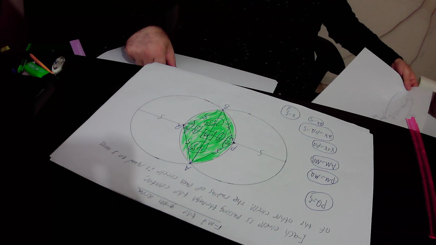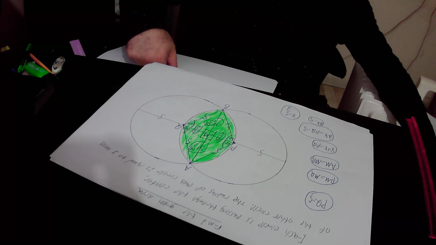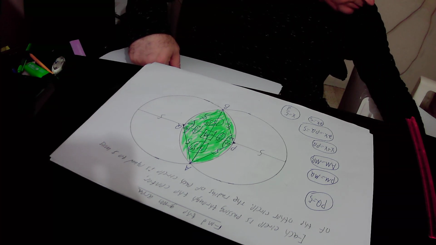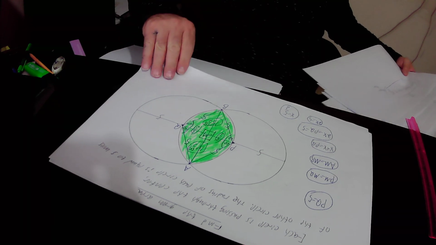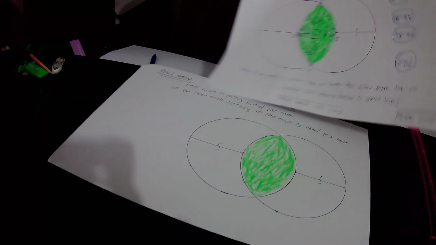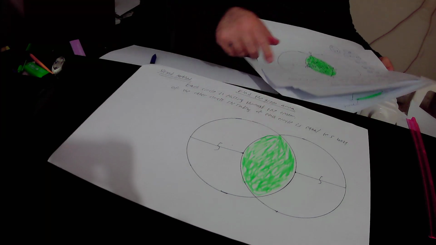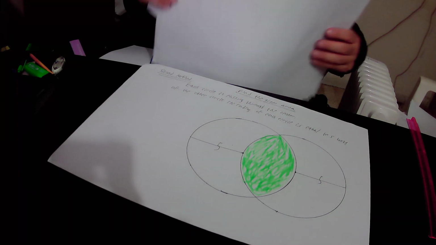We finished with the first method. In the next step, I will present to you how to find the area of this green shape according to the second method.